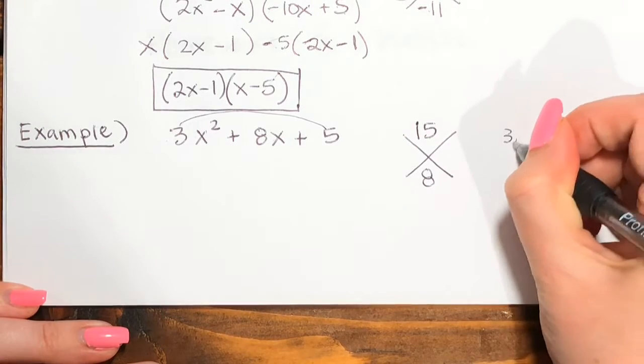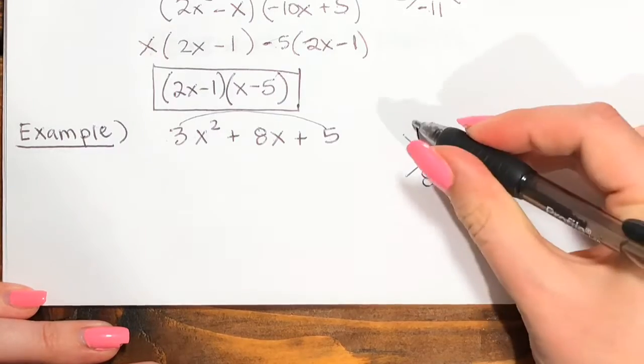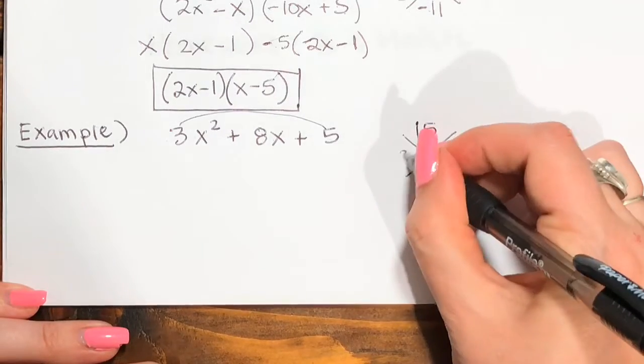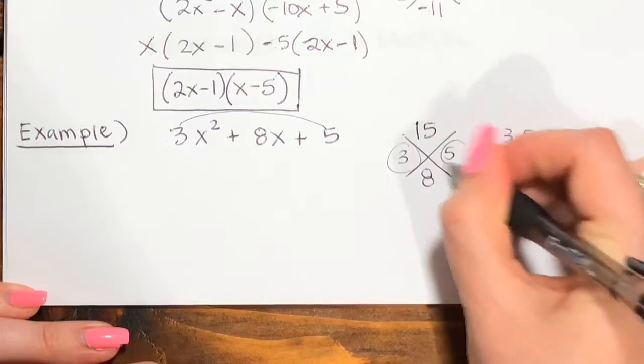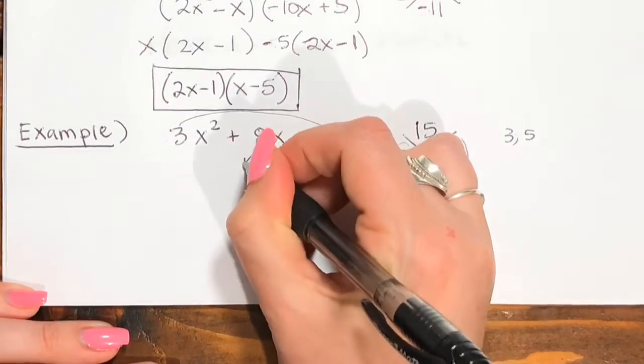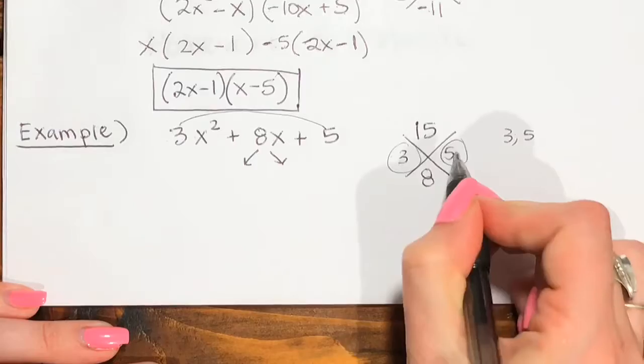So 3 and 5 are going to work, right? 3 times 5 is 15. 3 plus 5 is 8. So those go on the sides. Those are the two numbers we take. So we're going to split up the 8x into a 3x and a 5x.